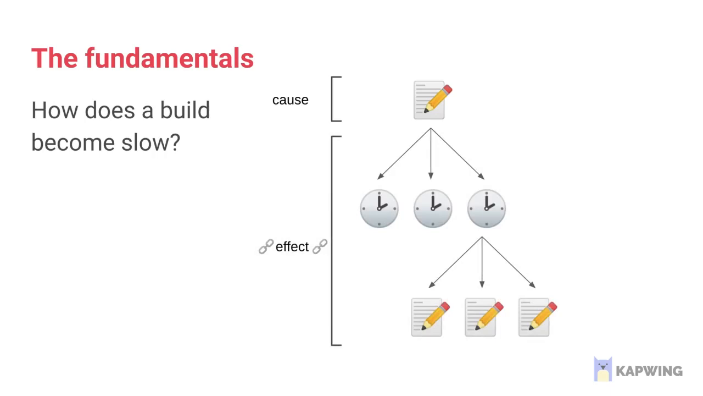So when you're investigating a slow build, the thing that's slow about it is probably just a side effect. It's the big chain reaction. But the actual cause of the whole thing will probably be some small change somewhere, or a dependency between tasks that didn't actually need to exist.